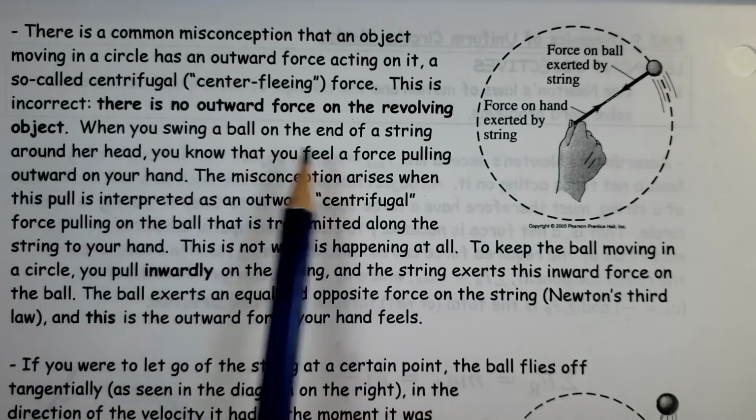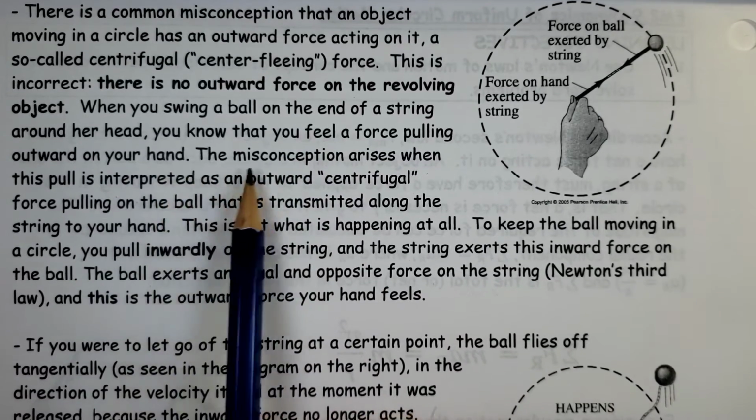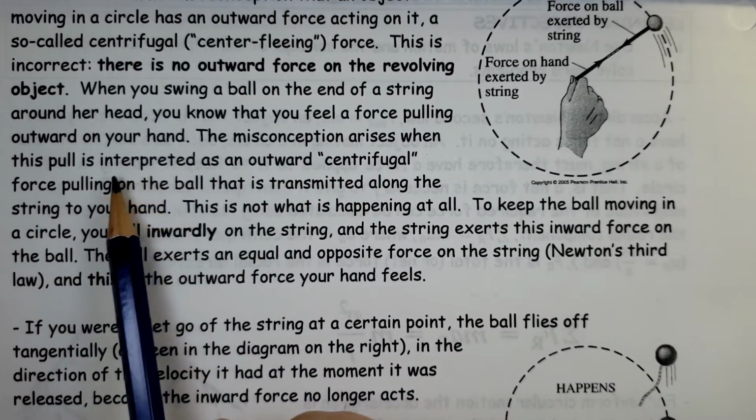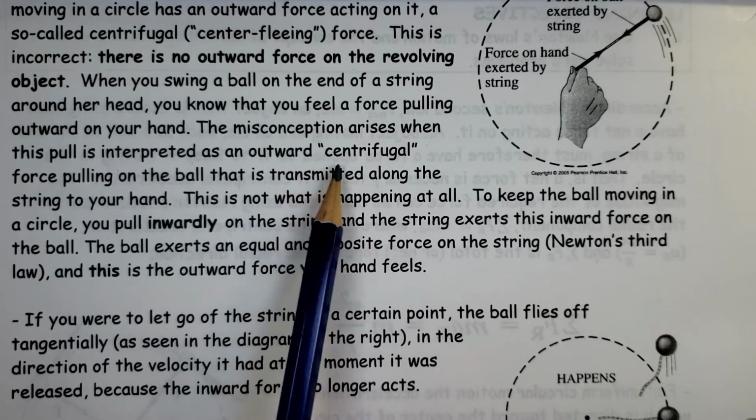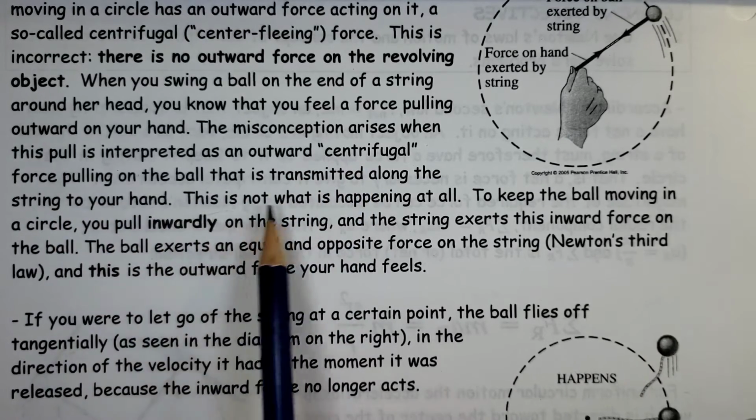When you swing a ball on the end of a string around your head, you feel a force pulling outward on your head. This misconception arises when this pull is interpreted as some sort of outward centrifugal force pulling on the ball. But that is not what's happening.